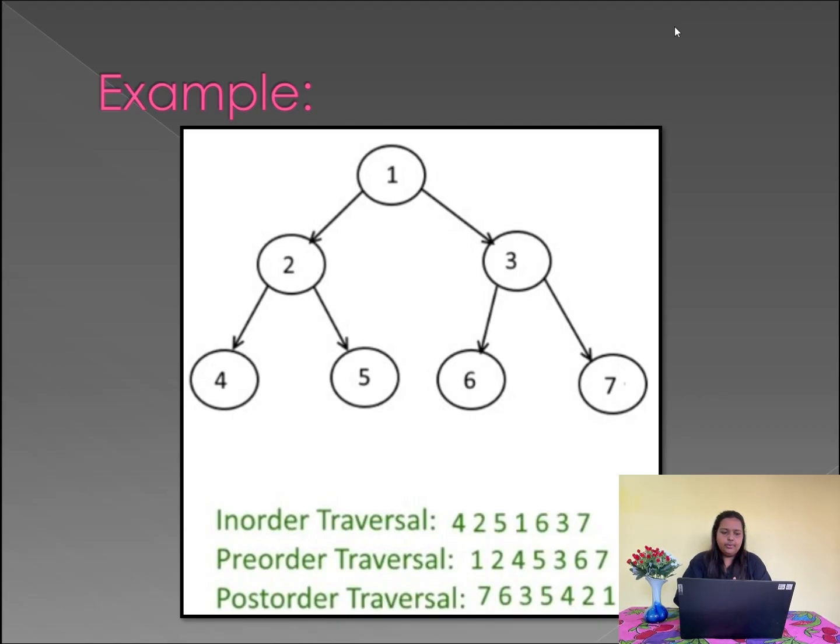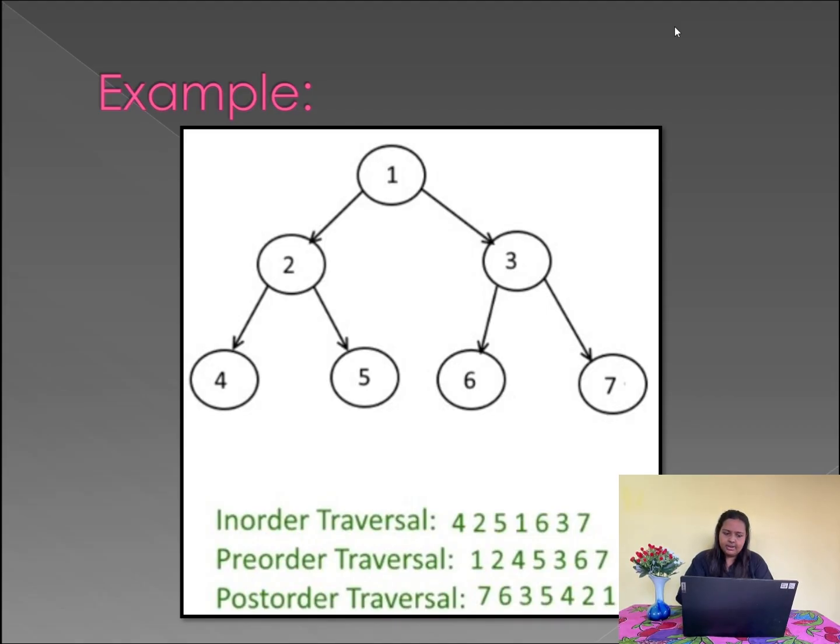Now move to the right subtree of node 3. Visit left child 6, visit right child 7, visit parent 3. So the right subtree gives 6, 7, 3. Finally, we visit the root, number 1. Now combine everything. Then we get 4, 5, 2, 6, 7, 3, 1.